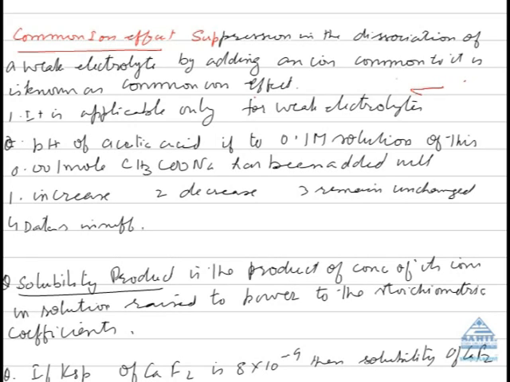The equilibrium shifts in the backward direction. In the same way, if to a weak acid you add H ions or HCl, then its dissociation will be suppressed. That is to say, it will move in the backward direction. You must keep in mind that common ion effect is applicable only for weak electrolytes.